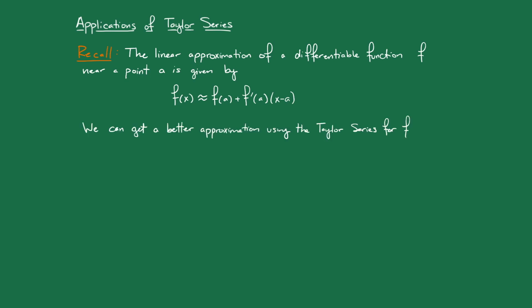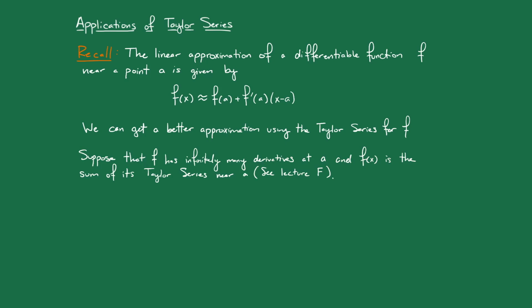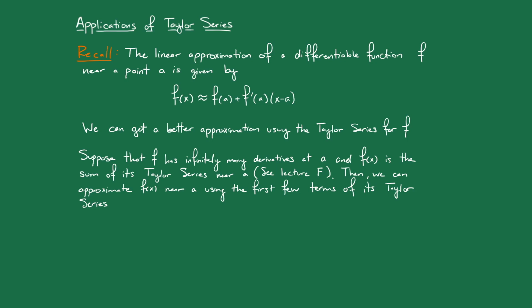So how can we get a better approximation? The tool that we're going to use is the nth Taylor polynomial for f. So suppose that f has infinitely many derivatives at a, and that f of x is the sum of its Taylor series near a. If you're feeling uncertain about these topics, you can always go back to lecture F for a quick review. Once we have found the Taylor series for f, we can approximate f of x near a using the first few terms of its Taylor series.